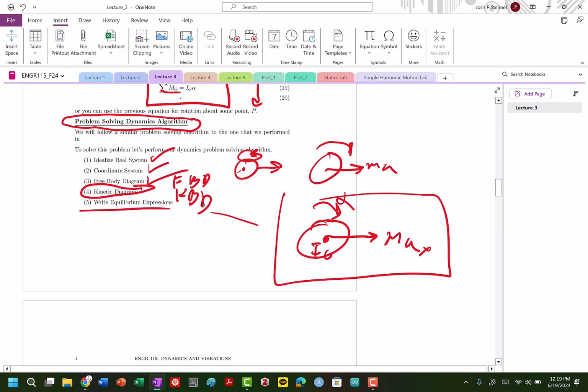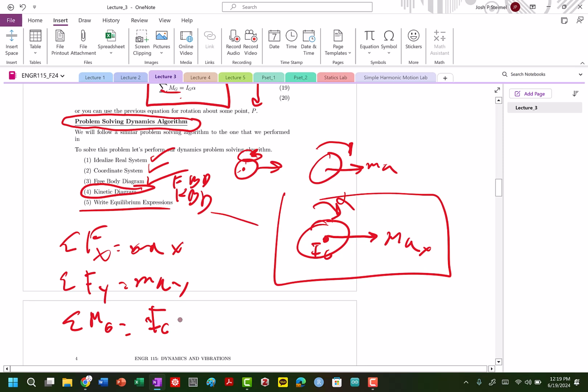Then we're going to write out our equilibrium expressions. Remember, the sum of the forces in x equals m a_x, the sum of the forces in y equals mass times acceleration, and I'm going to say linear acceleration, so acceleration y. And then finally, the sum of the moments around the center of mass equals I_G alpha, or just around any particular point P here, for example. So if we were to do that, the sum of the moments about P, basically if there's a force here, and actually I don't want to give away the ending, but we'll tackle that once we look at problems.